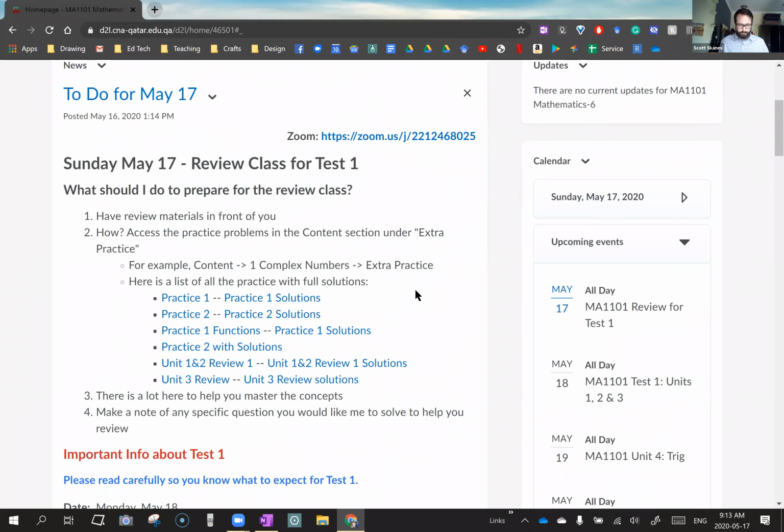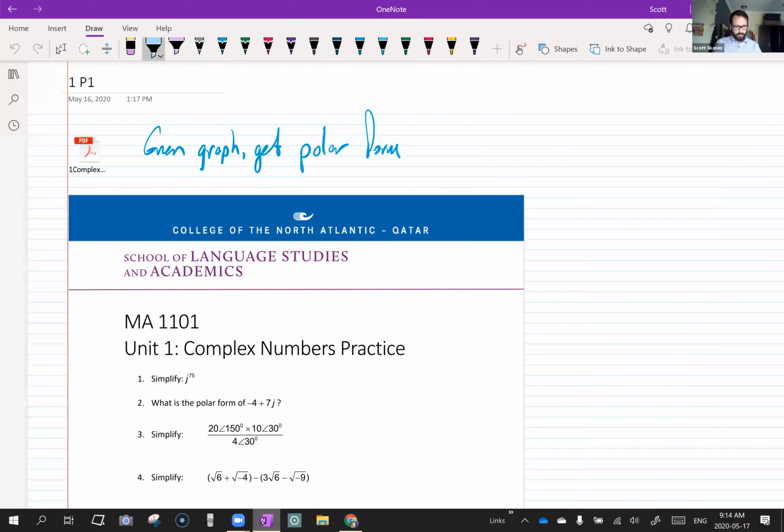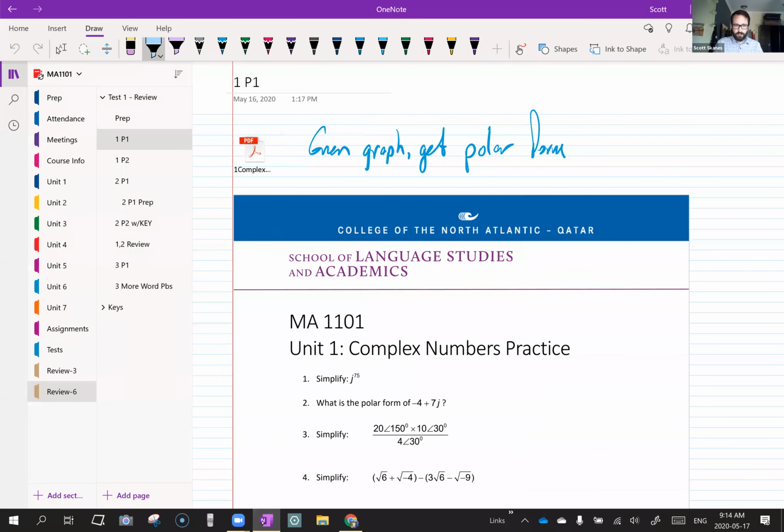Okay. I'm going to take this as things being clear, and I want to start the review. Now, the reviews that I'm going through are all on D2L. I posted this yesterday, but they've been there from the beginning of the year. The only thing that I added for today was I made some new word problems for Unit 3 so that you have, okay?